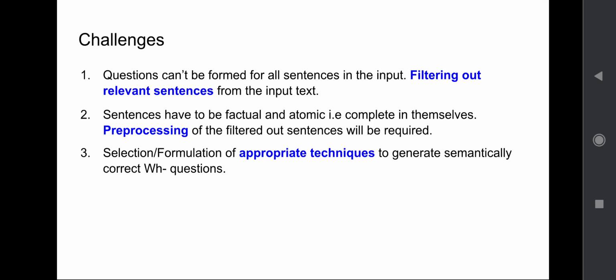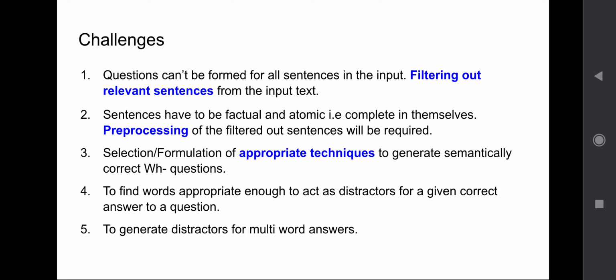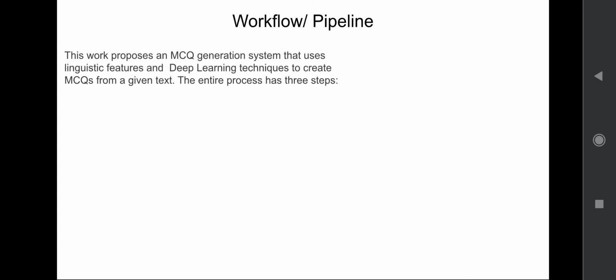Third is selection and formulation of appropriate techniques to generate semantically correct WH questions. Then we have to find words appropriate enough to act as distractors for a given correct answer to a question. And finally, we have to generate distractors for multi-word answers, which is a challenge. Moving on to the workflow and pipeline. The workflow can be broadly divided into 3 steps.